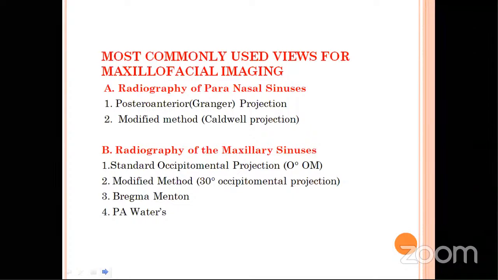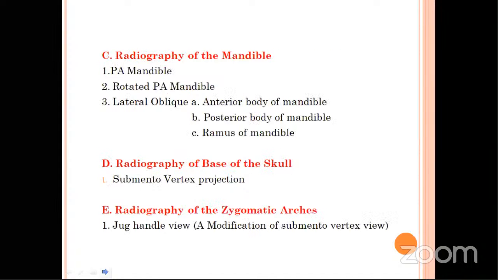அப்படிங்கிறது வேற வேற பேர் சொல்லி வந்து you will be getting direct questions. So what are all the different views to see different structures? I've just given. You can just take a screenshot of this. And when it comes to base of the skull, the only view to see the base of the skull is submental vertex projection, and the views which are used to see the radiography of the mandible are lateral oblique and rotated PA mandible.